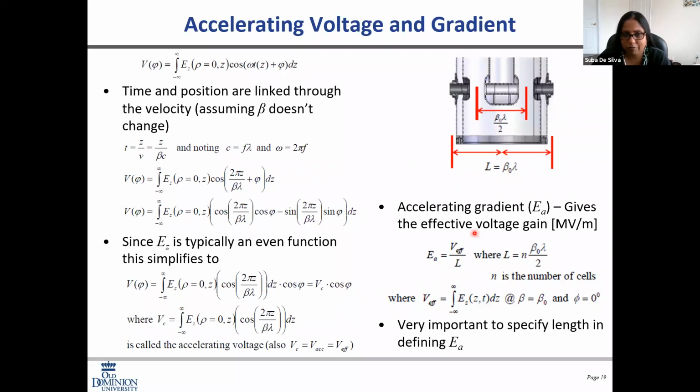So as I said, what you define is the accelerating gradient, and you define it in such a way, which is called EA, divided by the length. So the length is the total length. Sometimes they use the total length, or sometimes they use a multiple of how many half beta lambdas. So usually a gap is beta lambda over two, and how many gaps you have is what defines the total length. And it's always very important in these types of cavities to define what the length is, so that you can accurately calculate the total voltage.